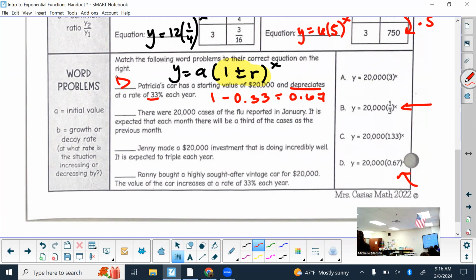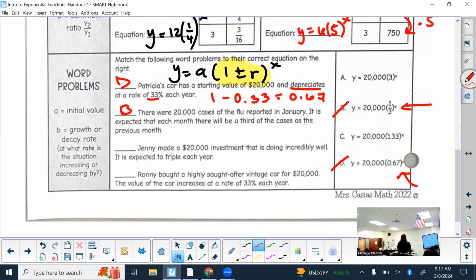Good. Nathan? Okay. Next one, there were 20,000 cases of the flu reported in January. It's expected that each month there will be 1/3 of the cases as there was the previous month. So is it increasing or decreasing? So then the only other one that is decreasing would be option B. I don't know if that one's a mistake though, because I would think that if it's 1/3 of the previous month. Oh, wait, no, that doesn't. That is, okay.